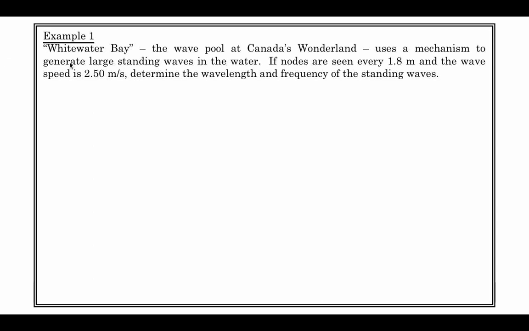Whitewater Bay, which is the wave pool at Canada's Wonderland, uses a mechanism to generate large standing waves in the water. If you see nodes every 1.8 meters and the speed of those waves is 2.50 meters per second, what's the wavelength and the frequency of the standing waves? So here's what we know. The distance in between nodes is 1.8 meters, so that's actually the internodal distance. And we know that the speed of the waves is 2.5. I need to know lambda and I need to know frequency.